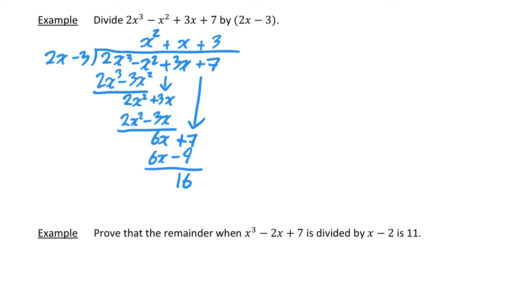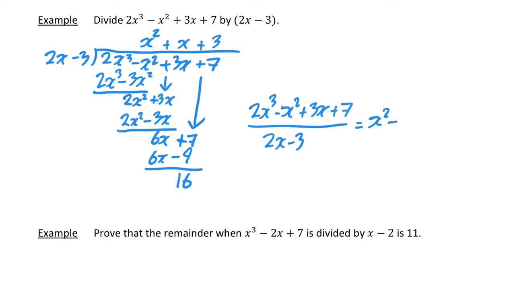So again, you can see we have divided it. If you're asked, your quotient would be this bit, your remainder would be this bit. And we could say, I'll just write this out, 2x cubed minus x squared plus 3x plus 7, all divided by 2x minus 3. It goes in x squared plus x plus 3 whole times, squeezing us in here, plus 16 left over, and that's 16 over whatever you were dividing by, which was 2x minus 3.